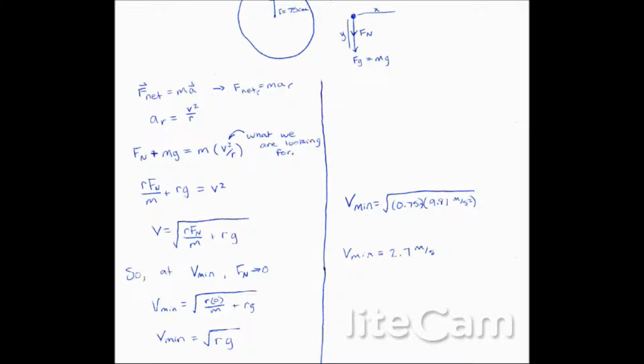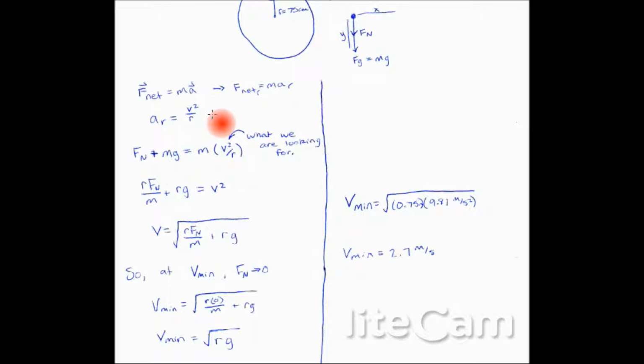Our net force is going to be equal to the mass times the acceleration vector, which you can see here. And the net force is going to be in the radial direction, so that's going to be equal to the mass times the radial acceleration, as you can see here. So our radial acceleration is going to be equal to our velocity squared divided by the radius.